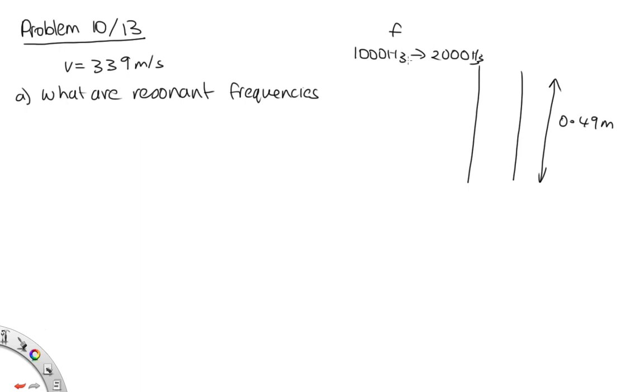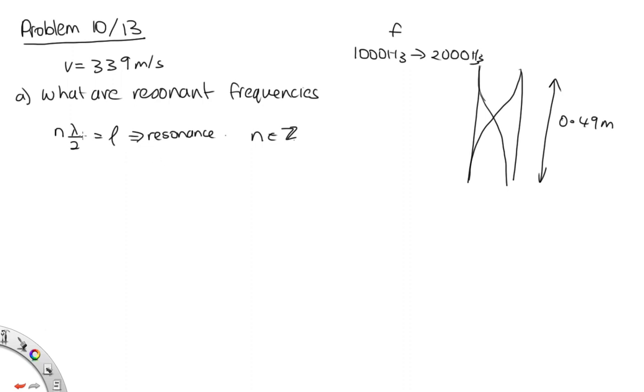Okay, so, well, the fundamental frequency will look like that. And so since it's open at both ends, when we have n lambda over 2 equal to the length of the pipe, we're going to have a resonant frequency, so resonance, where n is an integer.